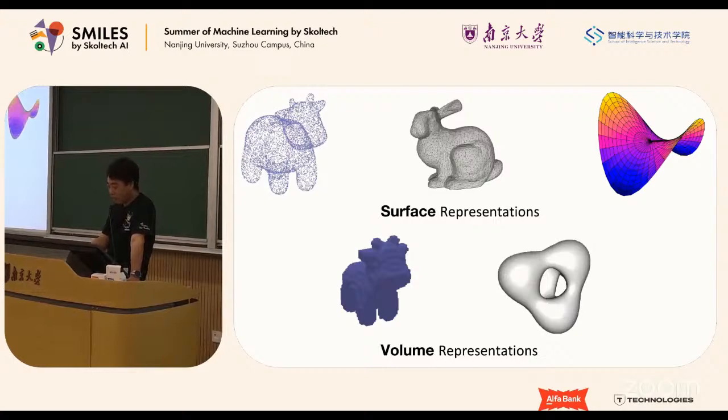Because if we would like to represent a surface, we can only store the points or the surface in the space. But for the voxel or the cube, we have to also store many not-occupied voxels, right? So it will also require lots of memory and computation resources.